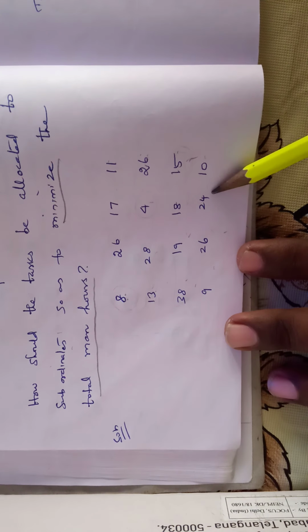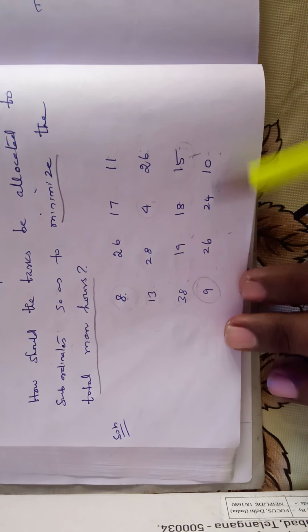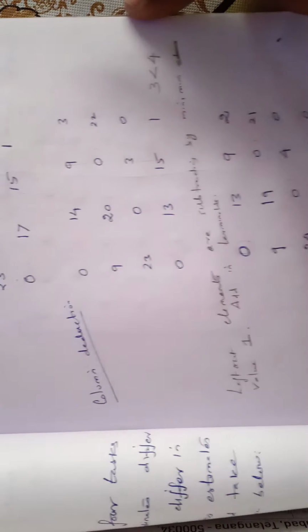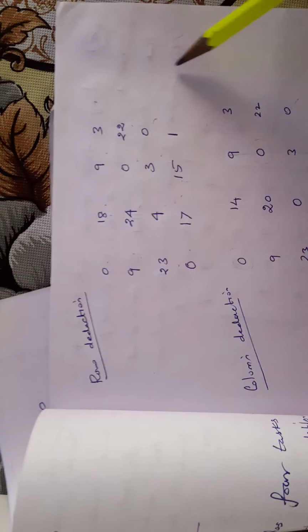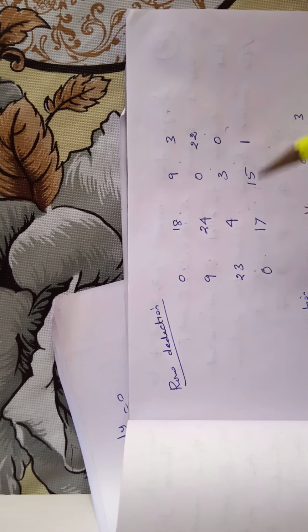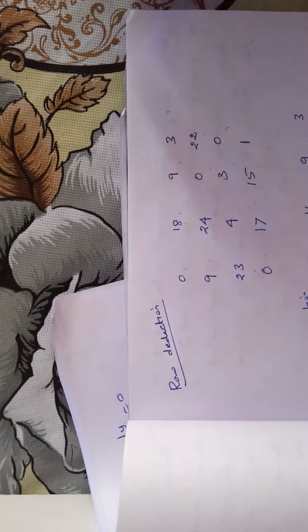The last row is 9, 26, 24, 10. 9 is the minimum value. So the fourth row entries are subtracted by 9. The values are 0, 17, 15 and 1. So this is the row reduction.